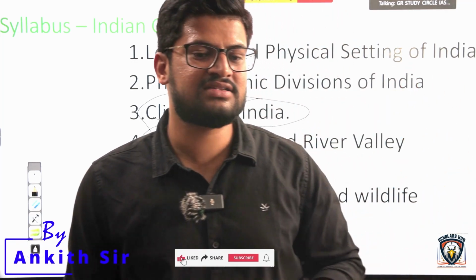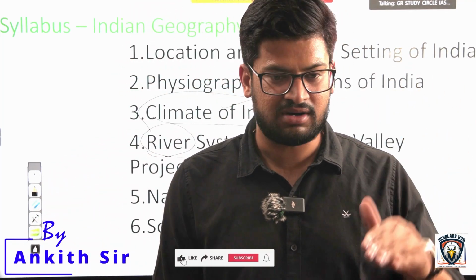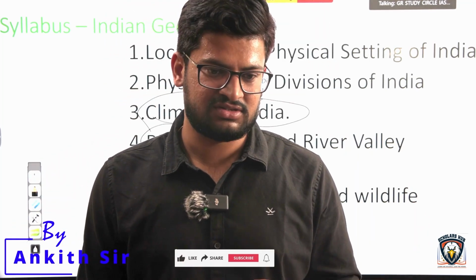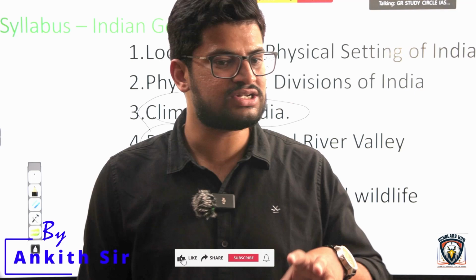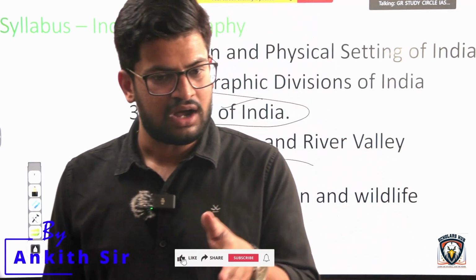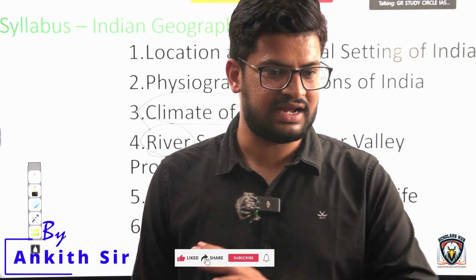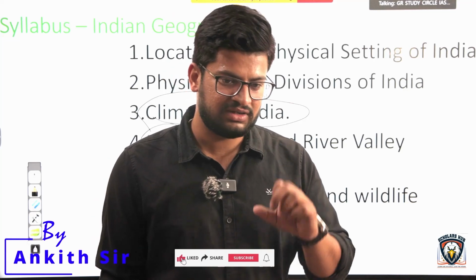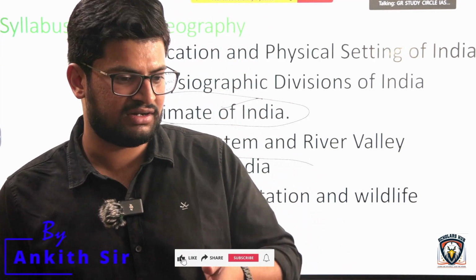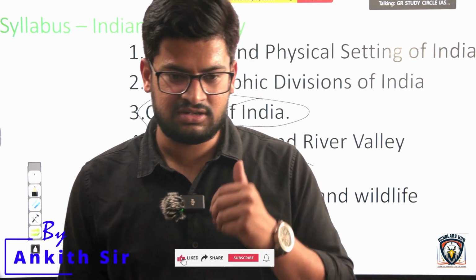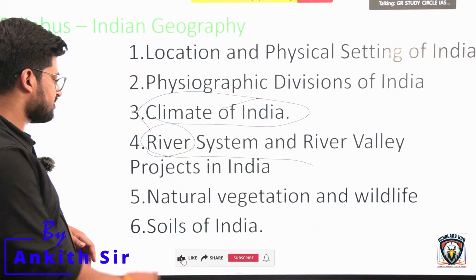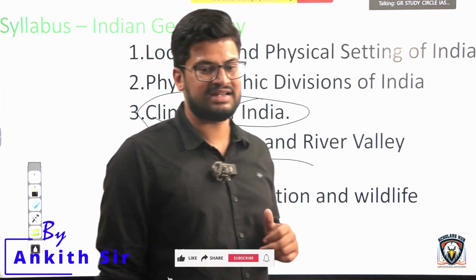Whereas the peninsular rivers like Godavari, Krishna, Kaveri, Mahanadi are rain-fed. They get their major source from rainwater. That's why they fill from June to October, November up to the monsoon period, and then they become dry. So we'll discuss each river in detail, important rivers, their tributaries, important dams constructed on them, and any project that is in the news. And then we'll discuss the fifth topic, natural vegetation and wildlife.